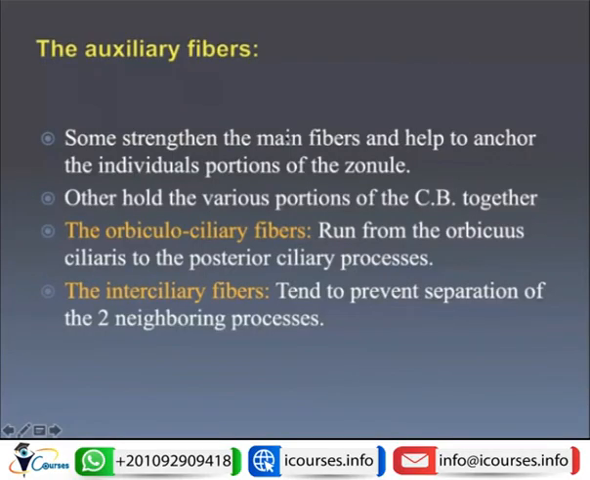There are some fibers that support the main fibers, called the auxiliary fibers. They support the main fibers of the zonule together, in order to prevent the separation of two neighboring processes. The two main parts of the auxiliary fibers are the orbiculociliary fibers, which run from the orbicularis ciliaris to the posterior ciliary process, and the interciliary fibers, which join the ciliary fibers together, preventing their separation.